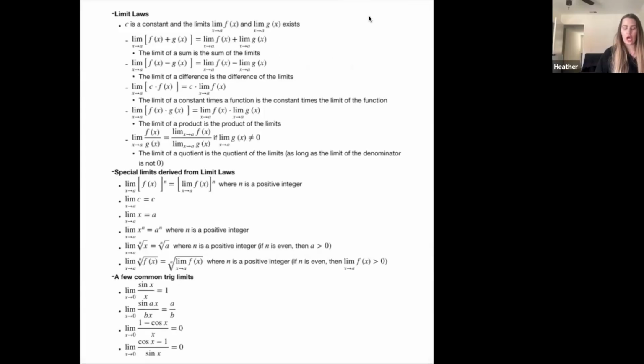These are just a few limit laws and special limits that are good to keep in your back pocket, say for later.